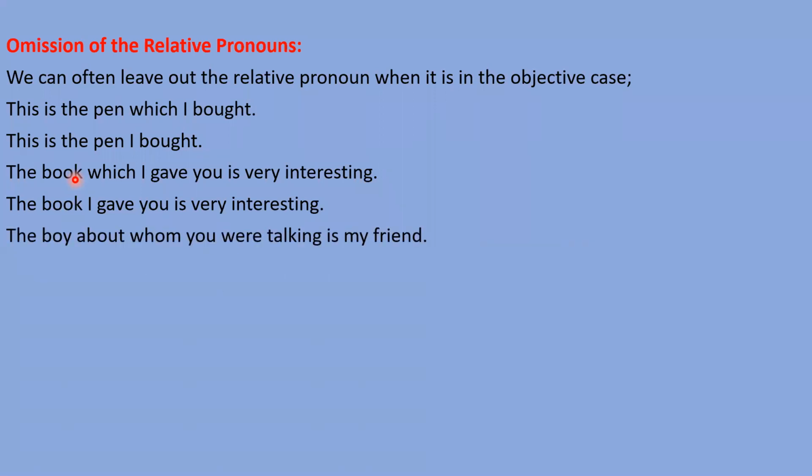The boy about whom you were talking is my friend. The same sentence we can write here: the boy you were talking about is my friend. So dear students, the word whom has been used here for the boy, so that is the objective case, because you is already mentioned there. So this whom we can remove. And the second point you have to understand: if any preposition is given before that relative pronoun, that preposition will come after the clause, after you were talking. By this, the clause ends, so after that we have to add about, right?